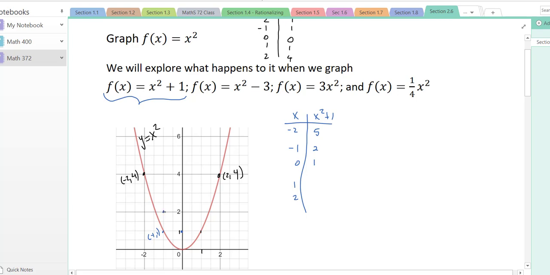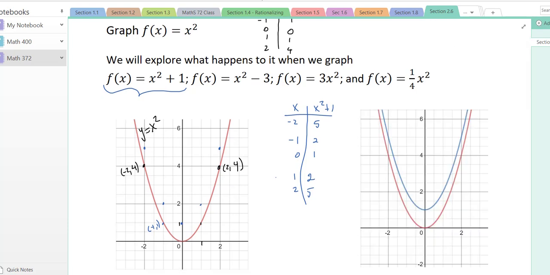So we're starting to get that this parabola is moving essentially up by 1. I put in 1 squared plus 1 is 2. 2 squared is 4 plus 1 is 5. So these points are essentially just moving up by 1 unit. So when we plot those, what do we get? We end up with this blue graph inside our red one. Notice that the red one is our original parent graph, y equals x squared, and the blue one is our new one, y equals x squared plus 1.